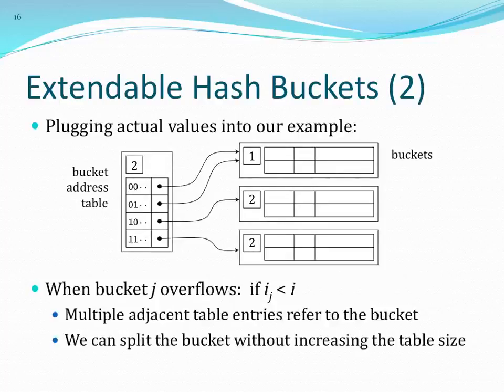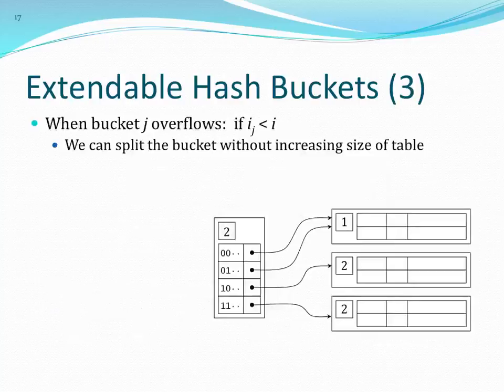So bucket J overflows. So we have this example. This would be splitting the first bucket. Bucket 1's I value is 1, and that's less than the bucket address table's value of 2. So I can split that bucket without having to change the bucket address table at all. Okay? So that's pretty easy. I don't have to do anything fancy there. We already saw that example.